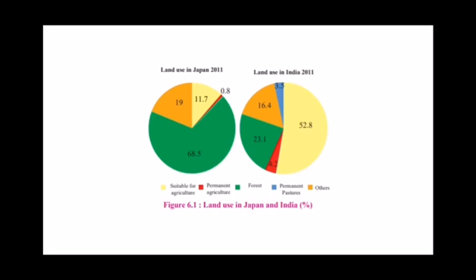Similarly, for agriculture in Japan it is just 11.7% of the land, whereas in India it is 52.8%. So in this way, we understand that in different countries and in different states and cities, land uses differ. It is not the same everywhere.